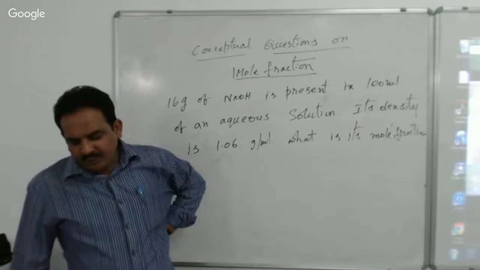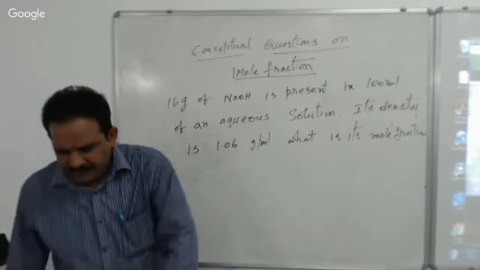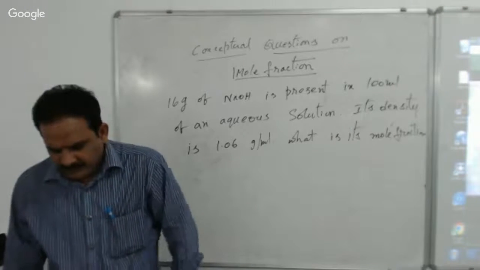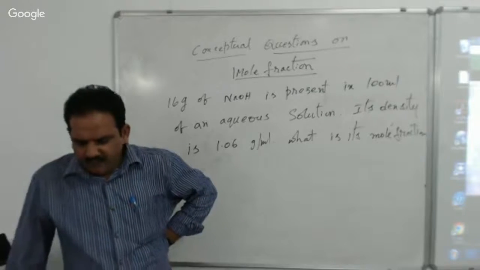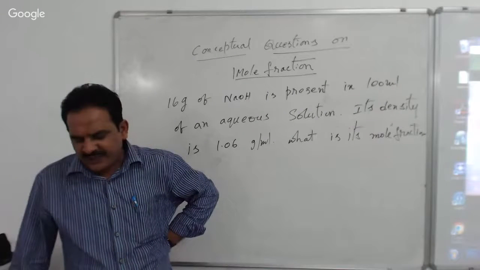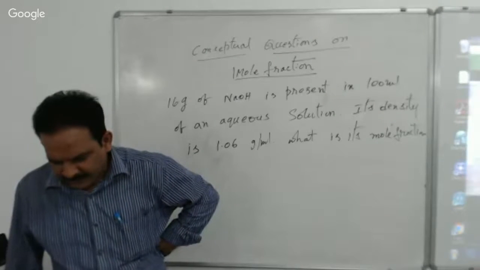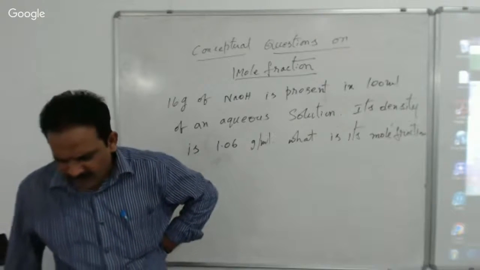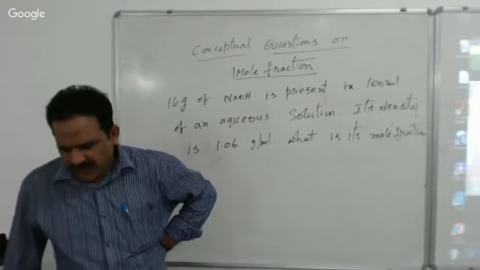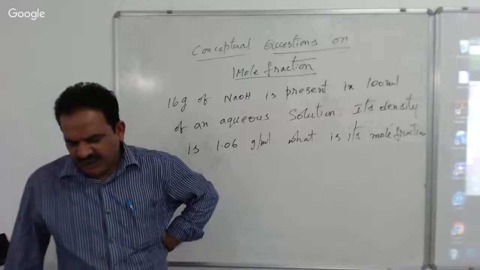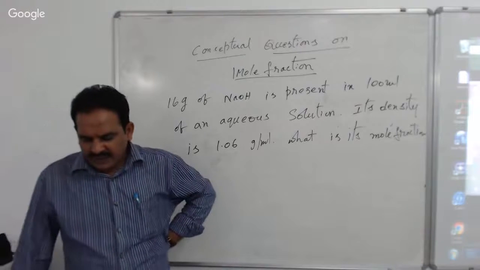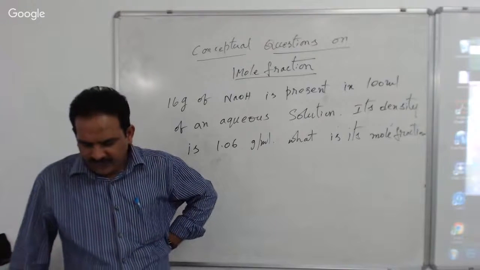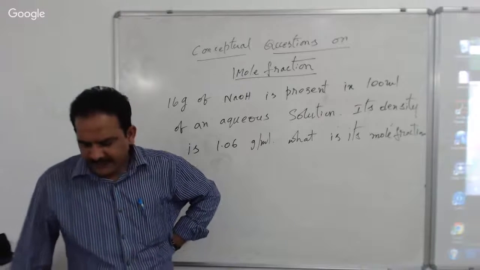See, I'll give you the clue. Density is equal to mass by volume, and we need to find the mass. When density is given, you can find out the total mass of the solution. 16 grams of NaOH is present in 100 ml. So you can get the weight of 100 ml. 100 ml multiplied by the density gives the weight of 106 grams. So the weight will be 106.